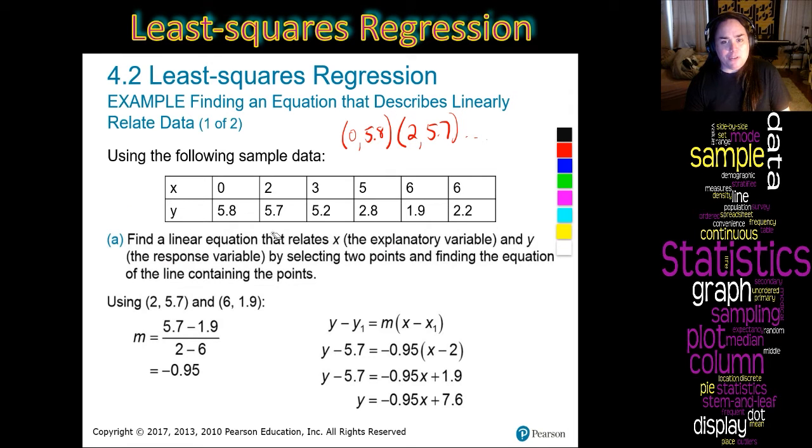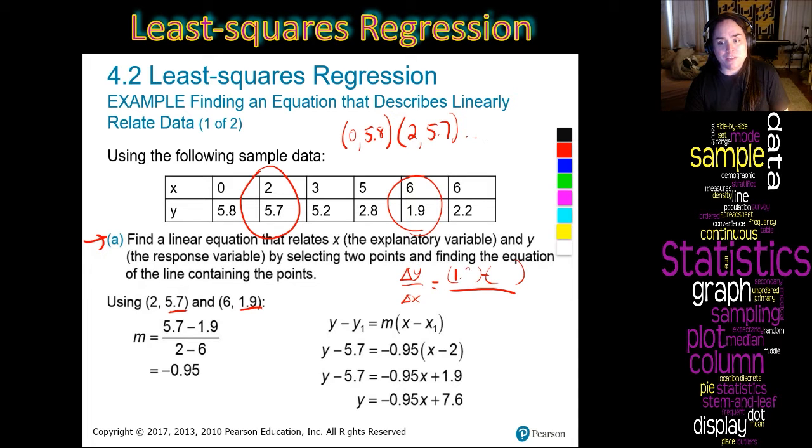Given that information, we are asked to find just some equation that gets pretty close to these points. So one way to do that, as shown in step A, is to take two ordered pairs. So they're taking 2 and 5.7 along with 6 and 1.9. Find the slope by doing the change in y over the change in x. So whichever y value could go first, they did the 5.7 first minus the 1.9.